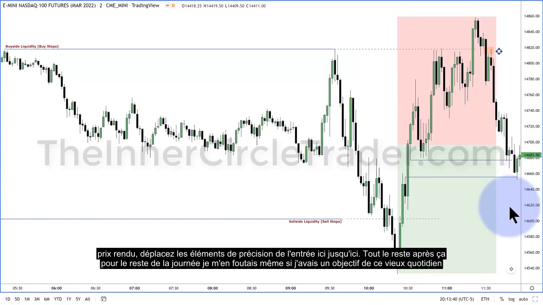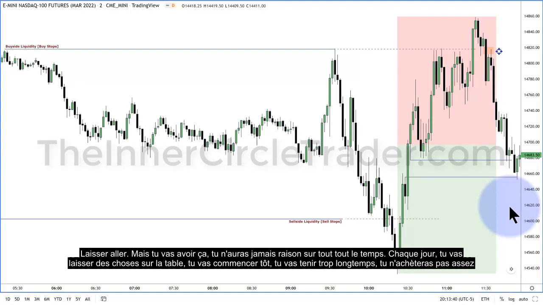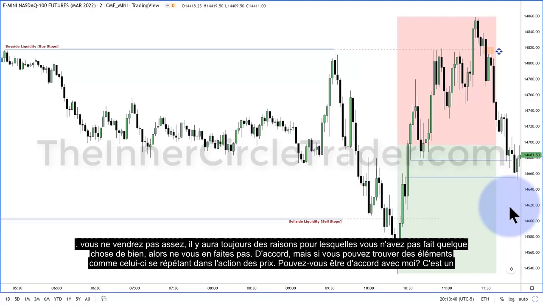Even though I had an objective of that old daily low, I wasn't expecting it to run into this particular day. And that's why I didn't participate anymore in the rest of the day. In hindsight, I wish I would have left a small position on and just let it go. But you're going to have that. You're never going to be right about everything all the time, every single day. You're going to leave things on the table. You're going to get in too early. You're going to hold too long. You're not going to buy enough or you're not going to sell enough. There's always going to be some reasons why you didn't do something right. So don't beat yourself up about it, okay?